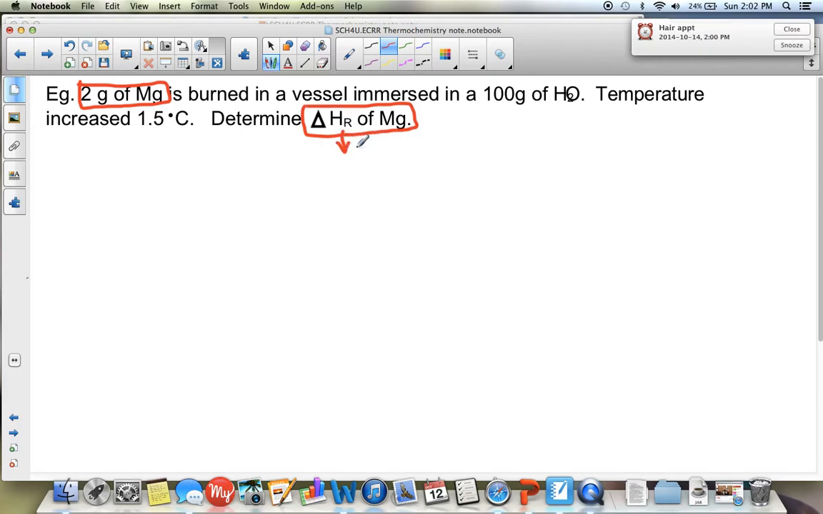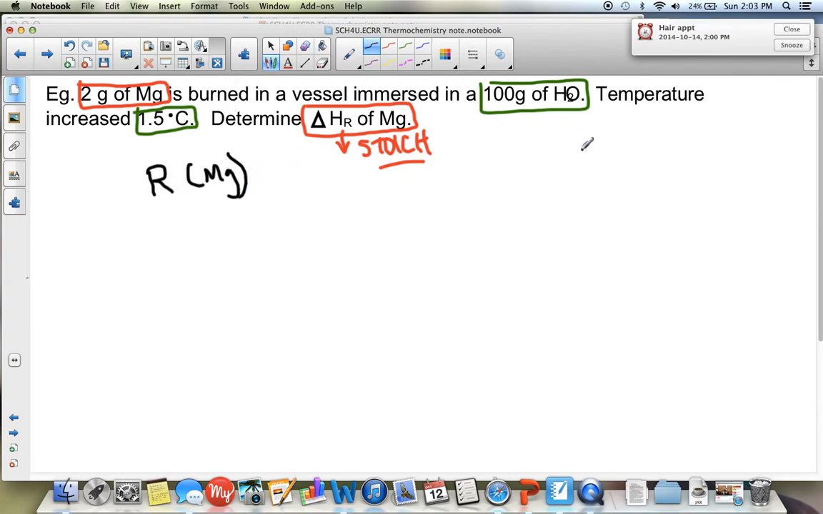Just like on Wednesday, heat of reaction always involves a stoichiometric relationship. The other thing we need to look at is that we've got 100 grams of water, and that water increased in temperature by 1.5 degrees Celsius. So we've got our reactants, which in this case is magnesium, and we've got our surroundings, which will always be water.